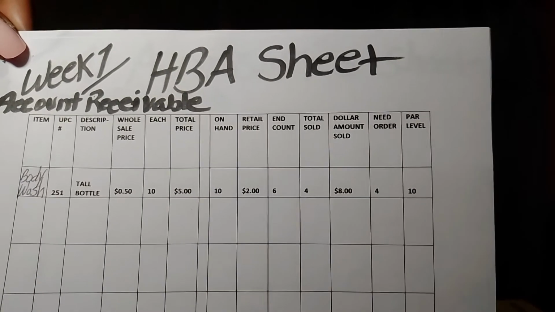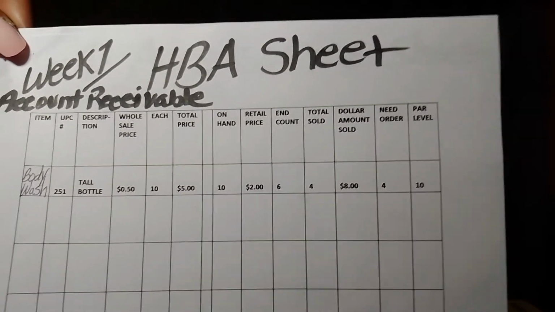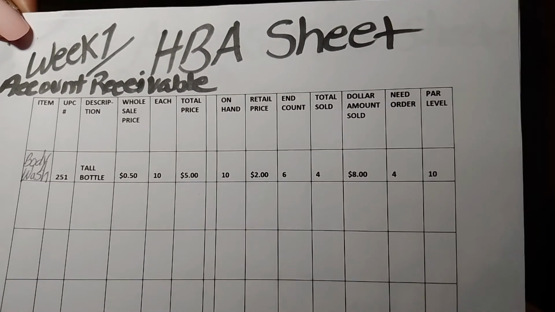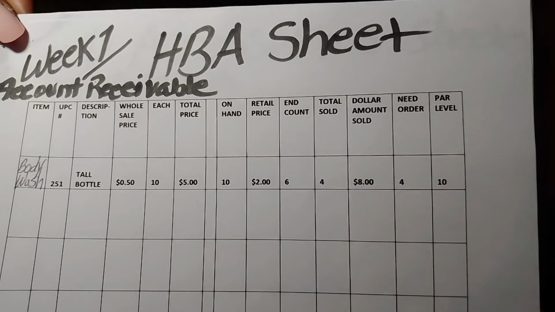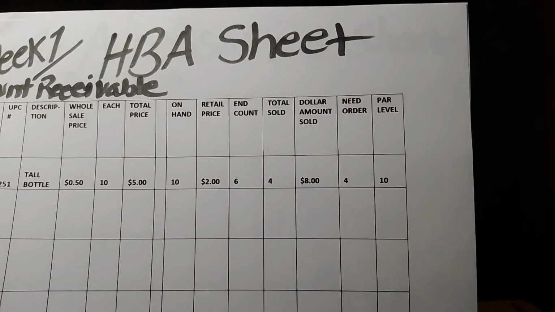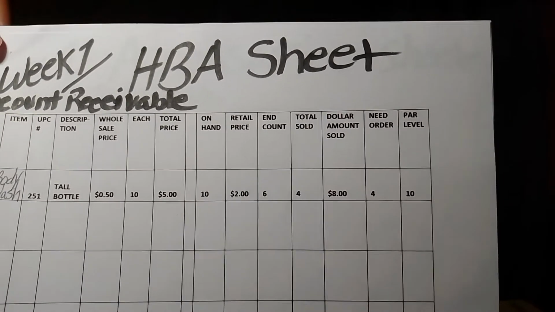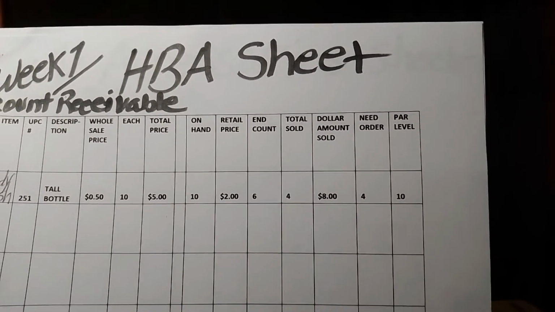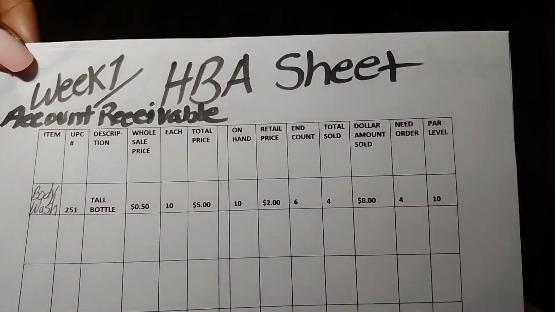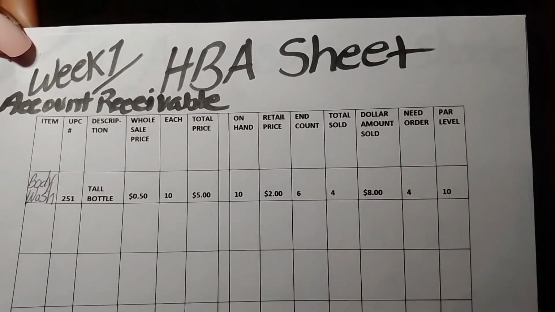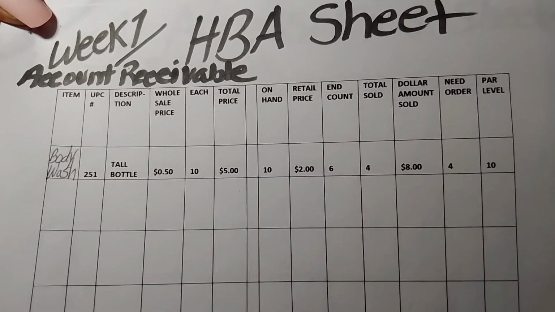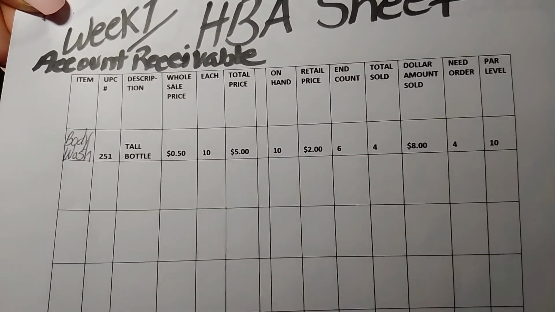Okay? And then when you counted inventory, you only had 6 left. That means you sold 4 of them. So, if you sold 4 of them at a cost of $2, that means your dollar amount is $8. So, if you sold 4, then when you call in your truck again, you need to order 4. Okay? Because your par level is 10, and it's 10 because that's what we started with. Okay?